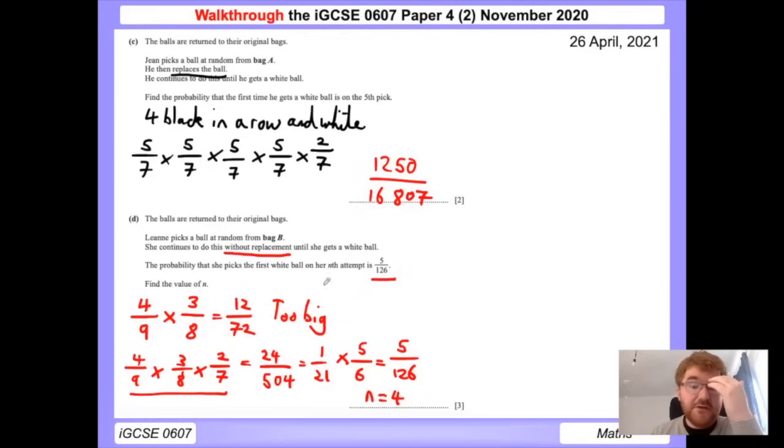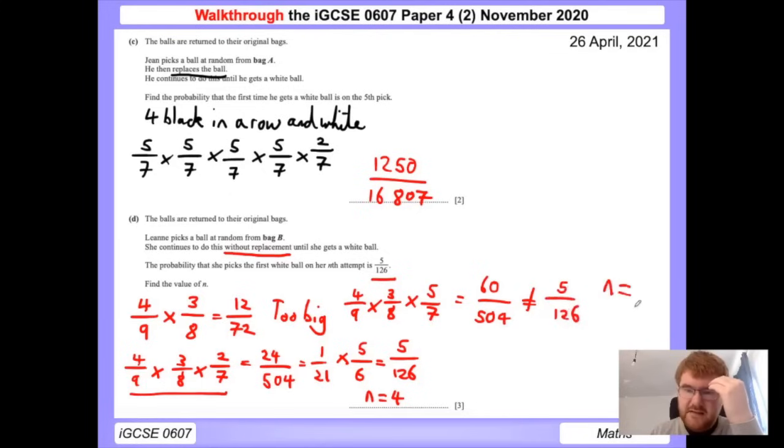Now you could check this after 2, so you could do 4 over 9 times 3 over 8 times then 5 over 7, because there are 5 white balls and 7 balls in total. If you work this out, you get 60 over 504, and we can pretty straightforwardly see this is not the same as 5 over 126. So it can't be n is equal to 3. So I've just done this by a trial and error method, and then that gives us the answer of n equals 4. I think that's probably the most straightforward way to go about this.